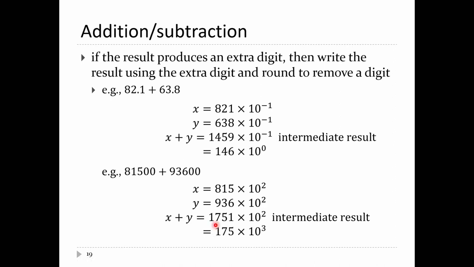Down here, you get 1751 times 10 to the 2. I'm going to round to the nearest tens, so that's 175. I'm going to adjust the exponent up by 1 to get 175 times 10 to the 3. Again, notice that the end result is different than the correct result. It's different because I only have three digits, but the actual answer needs four.